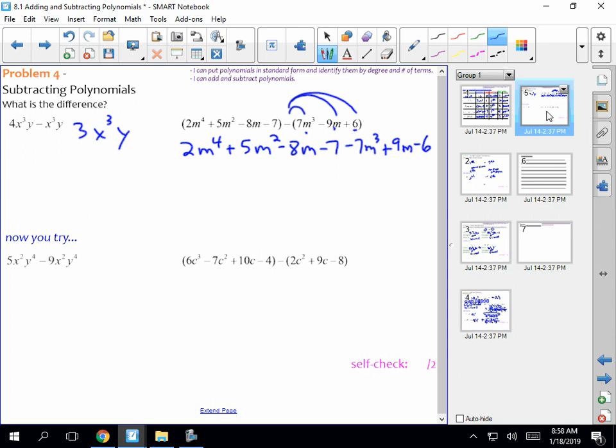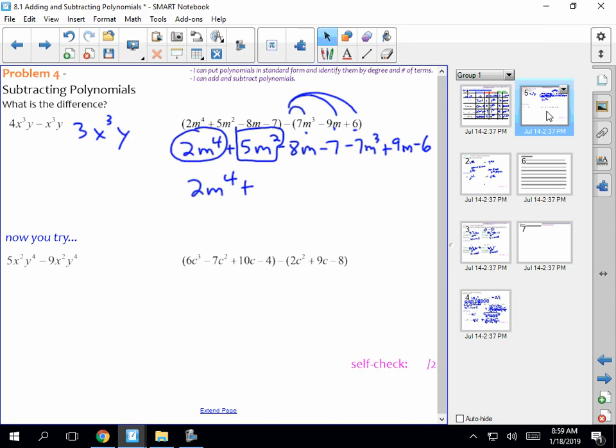And so now it's just like what I just went over. It's just, if you were just thinking of it as adding. So I identify my m to the fourth term. There's only one. There's nothing to add it to. So I have 2m to the fourth. Then I identify my m squared terms. Here's one right here. And that's it. So I just write down, oh, I don't want to write that one down yet though, because see how I have an m to the third term over here? I want to write that down first. So minus 7m to the third plus 5m squared.